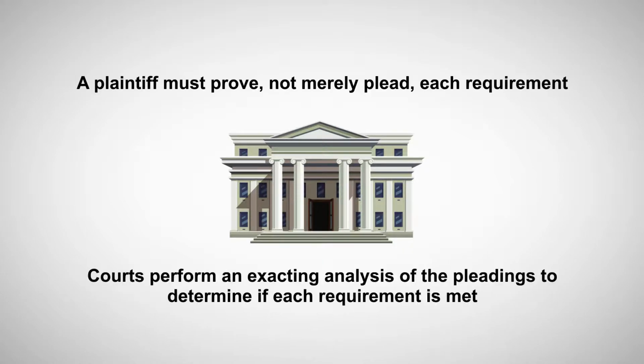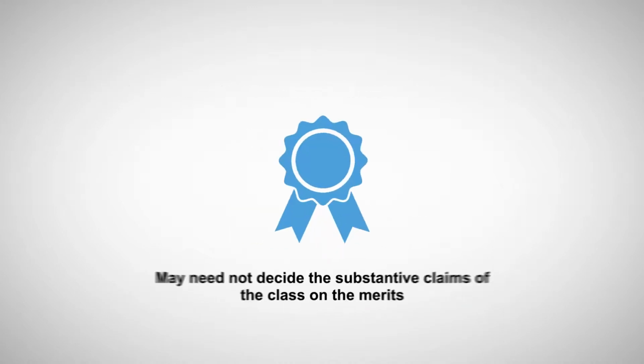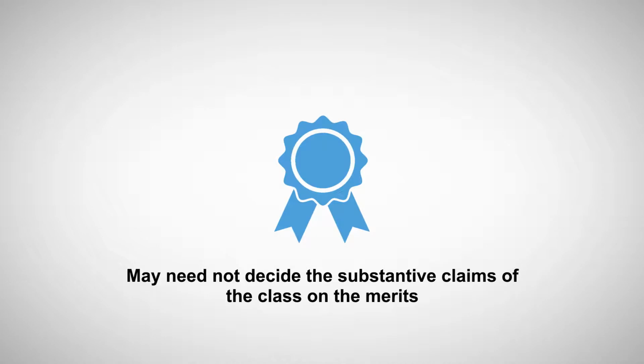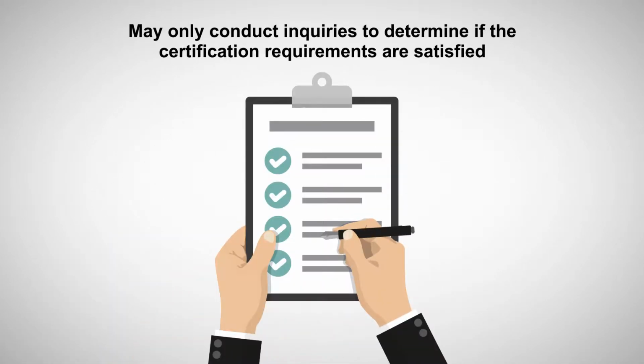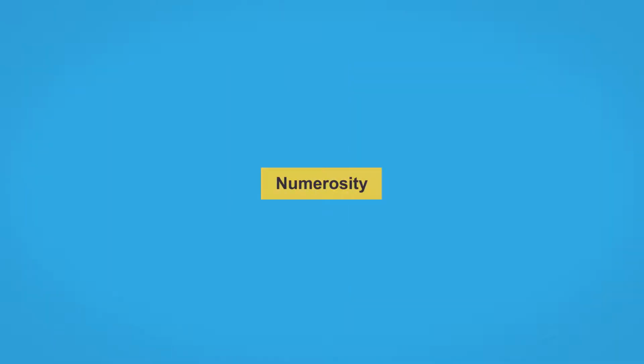Consequently, courts perform an exacting analysis of the pleadings to determine if each requirement is met. Importantly, however, in so doing, courts need not, and usually cannot at this stage, decide the substantive claim of the class on the merits, but instead may only conduct inquiries to determine if the certification requirements are satisfied. The first requirement is numerosity.